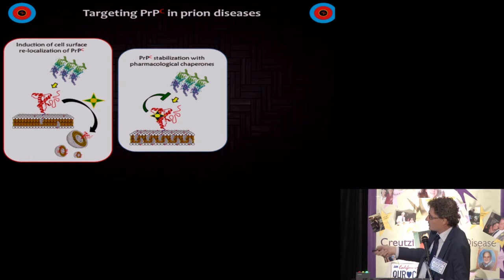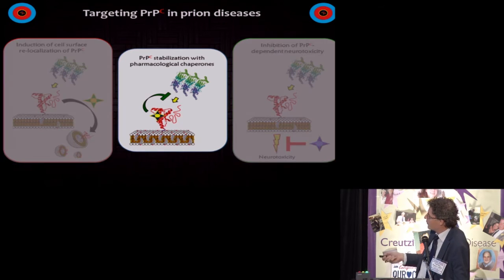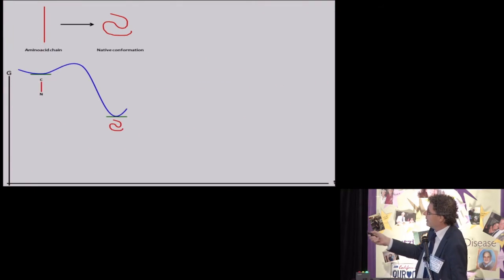The second approach, which is the one that I'm going to present today, is the idea of pharmacological chaperones, and I'll talk about that in a second. And the third one is to inhibit whatever downstream pathway is elicited by PrPC after getting in contact with some aberrant, misfolded isoform of PrPSc. So for the rest of this talk, I will talk about pharmacological chaperones. And I'll try to give you a very brief explanation of the idea behind it.